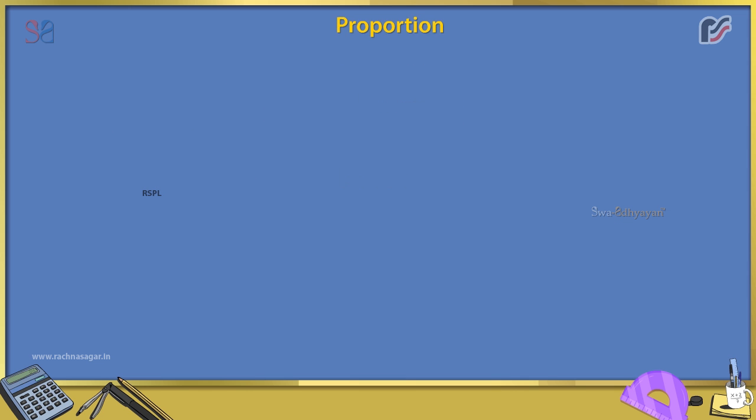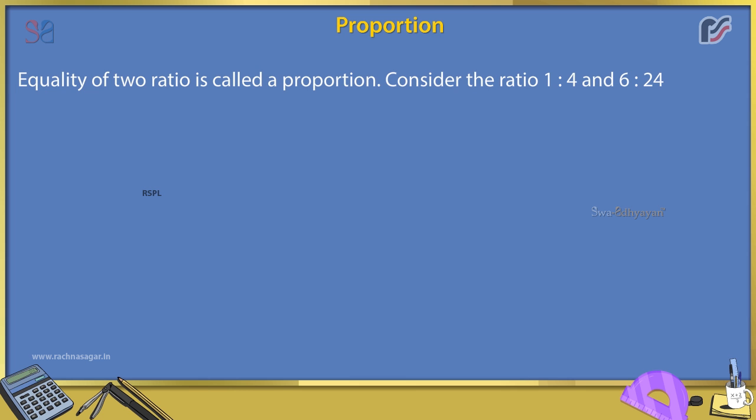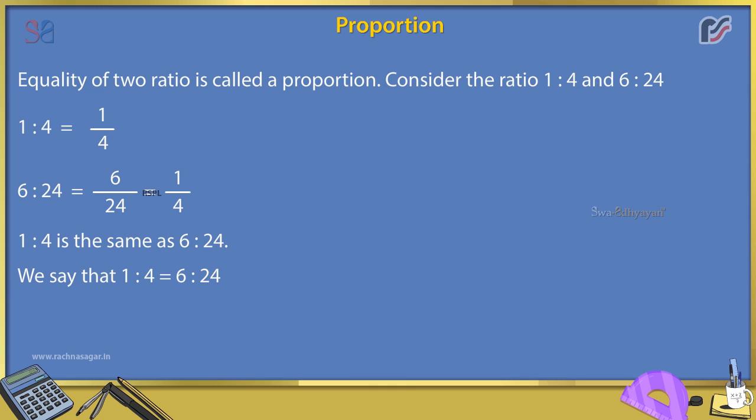Proportion. Equality of two ratios is called a proportion. Consider the ratios 1:4 and 6:24. 1:4 is equal to 1 by 4. 6:24 is equal to 6 by 24, which is equal to 1 by 4. 1:4 is the same as 6:24. We say that 1:4 is equal to 6:24.